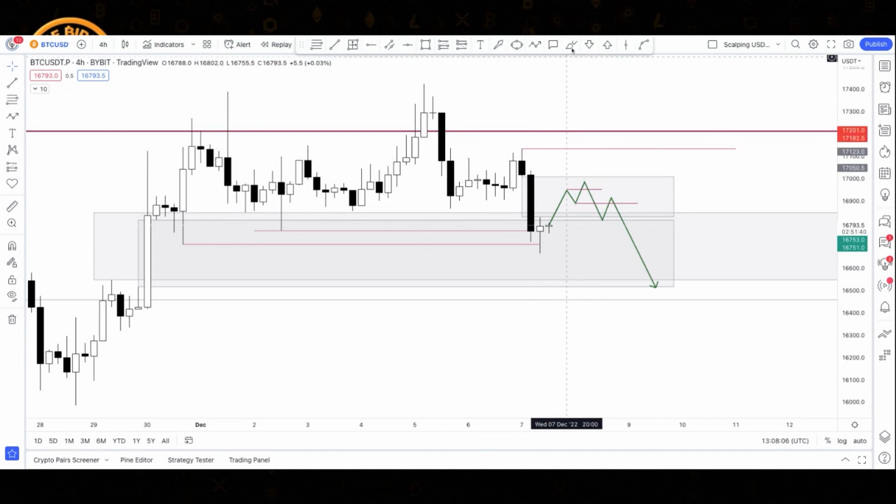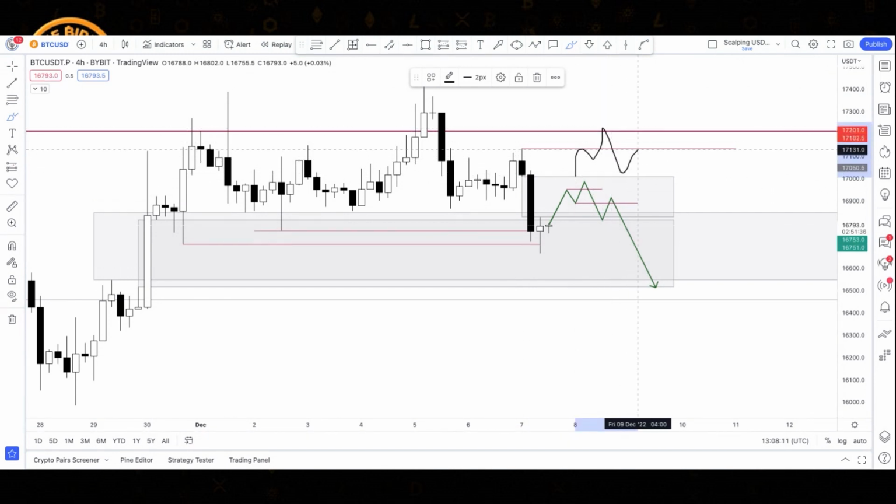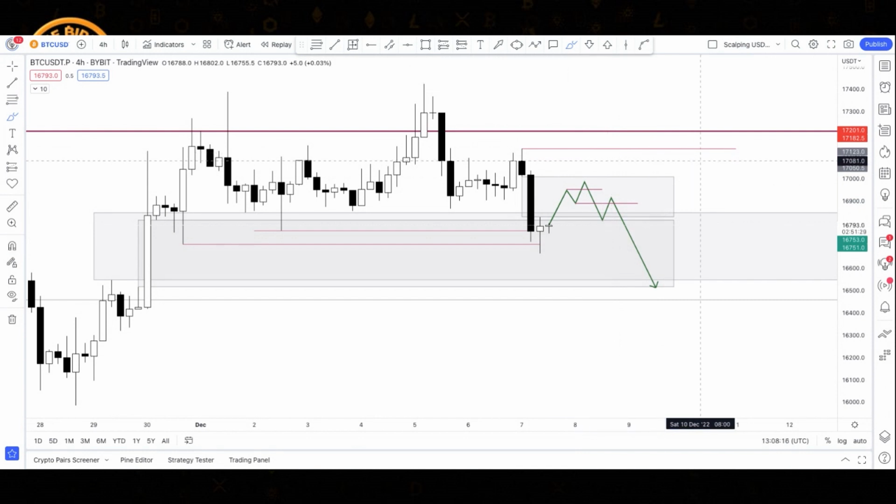But if we break this structure to the upside, then we would need further confirmation because price could easily deviate this. Price could do something very similar. It comes up, deviates here and then breaks down, in which case we'd then be looking for shorts on this kind of line here, obviously better drawn than that.